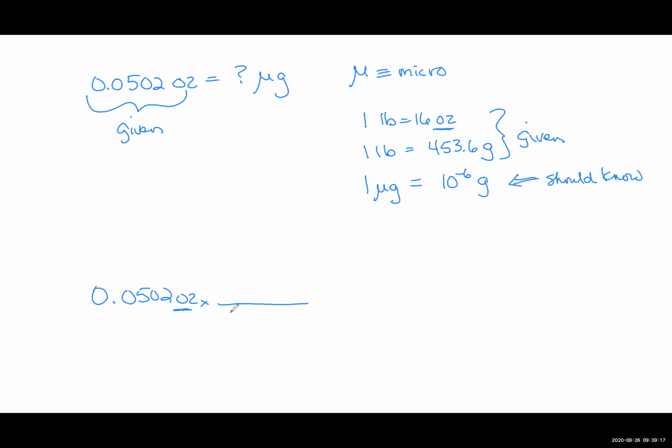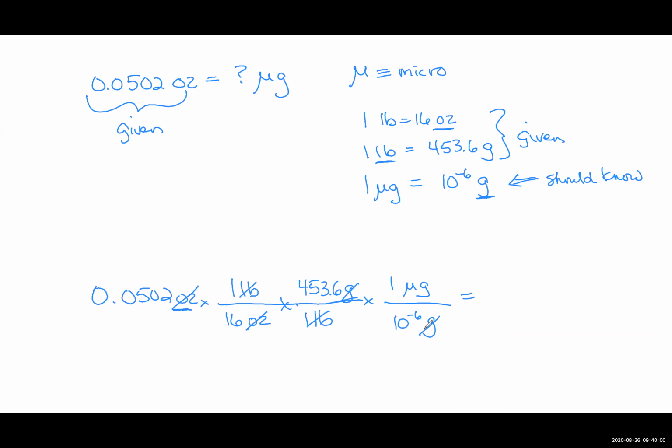I want to cancel ounces, so I'm going to put 16 ounces on the bottom, and I can go from ounces to pound. Now ounces would cancel. Now I'd be in pounds if I just did this math. If I took 0.0502 and divided by 16, I'd be in pounds. Now I want to get rid of pounds. So I notice I have pounds here. So I could say 1 pound, again, I'm putting this on the bottom so that pounds will cancel. 1 pound is the same as 453.6 grams. Now if I stopped, I'd be at grams. So I need to get now from grams to micrograms, and in this equivalent statement I have grams, so I could say 10 to the minus 6 grams is 1 microgram, and now grams will cancel.